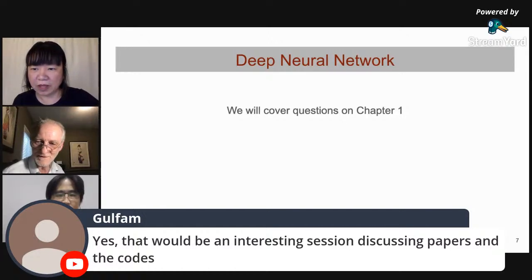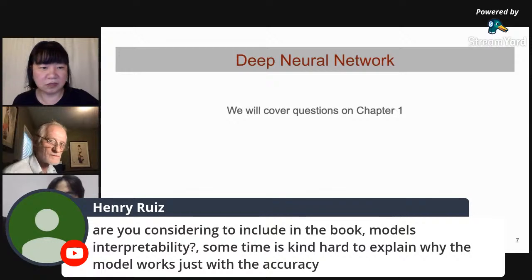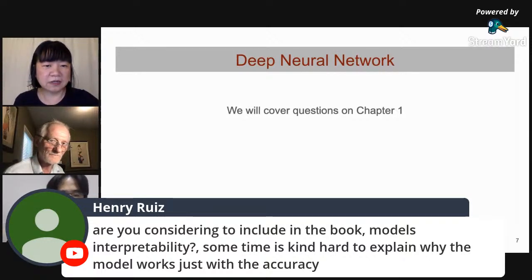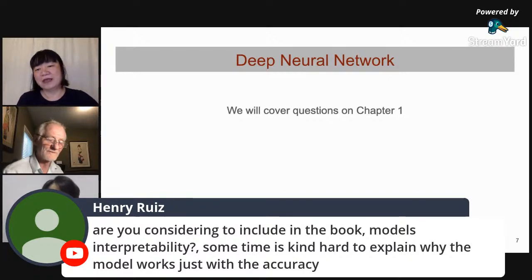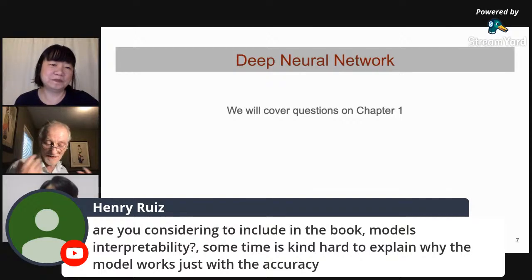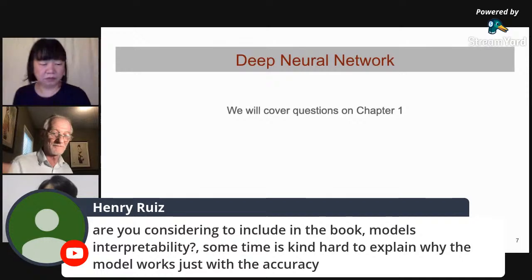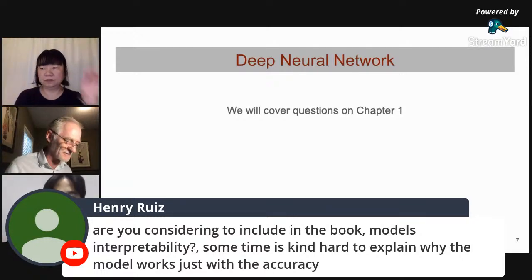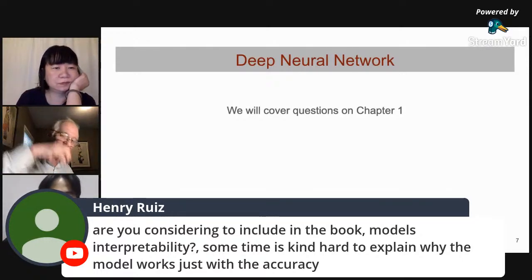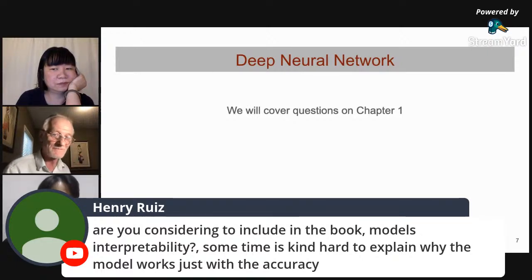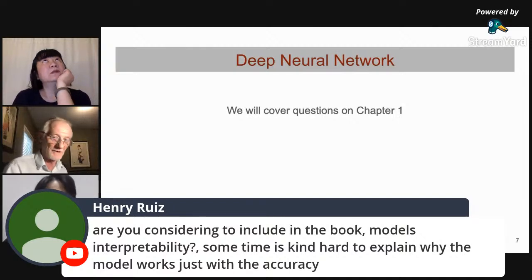So I am going to go down to the question: are you considering including the book Model Interpretability? Sometimes it's kind of hard to explain why the model works just with the accuracy. I would say the next session, because we now move into the beginning of the junior data scientist session, we do start to dive in more inside of why this works and how it works and what's happening inside of the model.